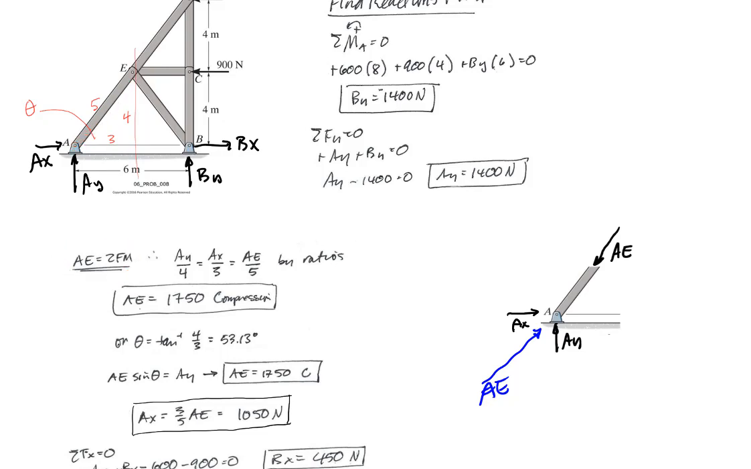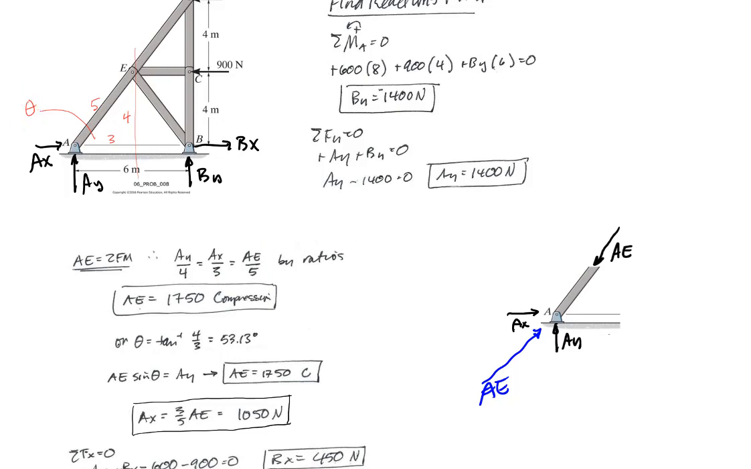I can, again, by observation now, put some relationships between AX, AY, and AE. And that's what this is. I know that AY is to 4, in the same way that AX is to 3, in the same way that AE is to 5, which is what I've got there. And by doing that, because I have AY, I can solve AE is equal to 1750 in compression.